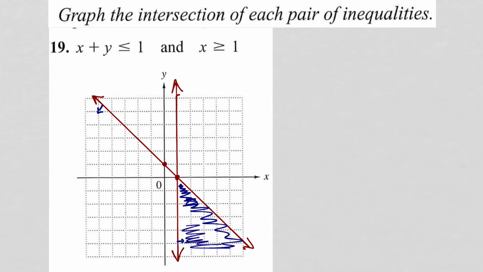Now, if it was an or instead of an and, we would have shaded everything below this line and everything to the right of this line. So everything would have been shaded. The only portion that wouldn't have been shaded is this portion right here.